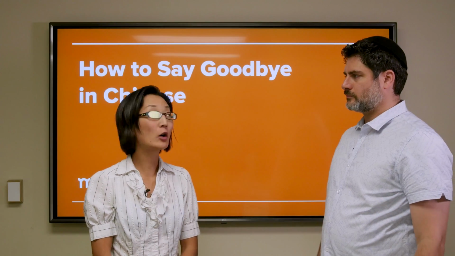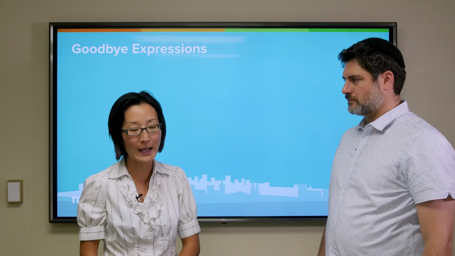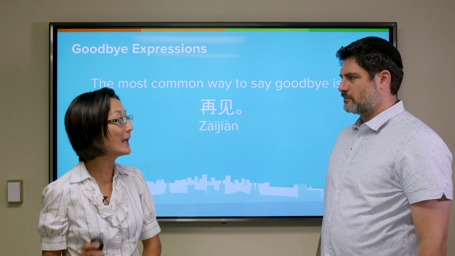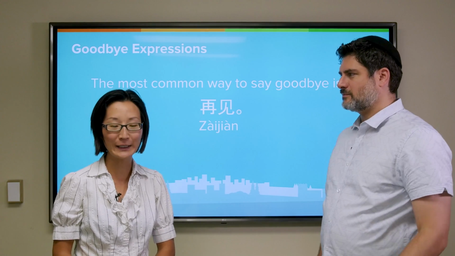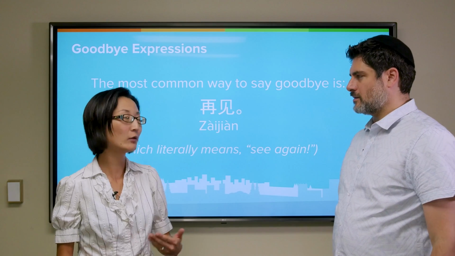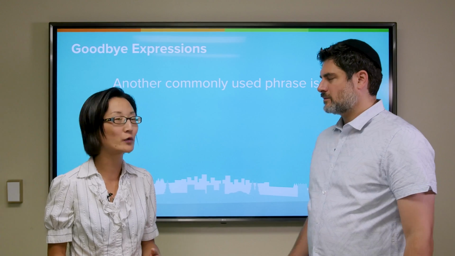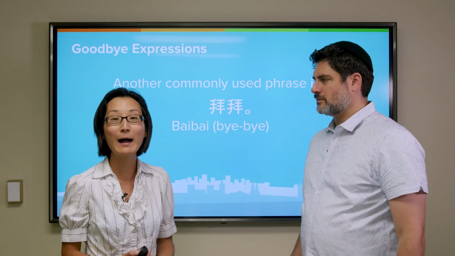Alright, today let's learn how to say goodbye in Chinese. The most common goodbye is 再见. 再见. Very good. It literally means see again, like see you again. Okay? And another very commonly used one is bye bye.